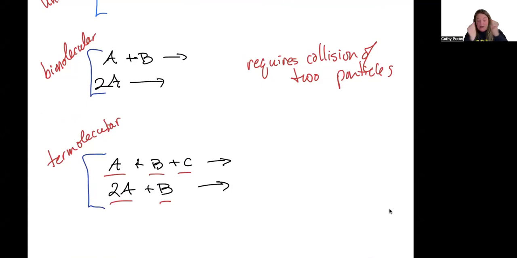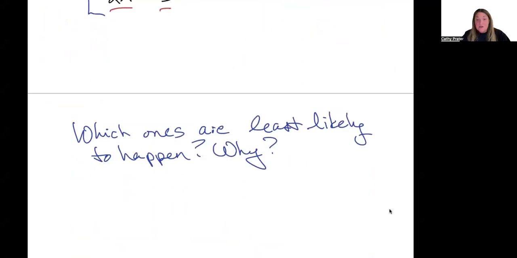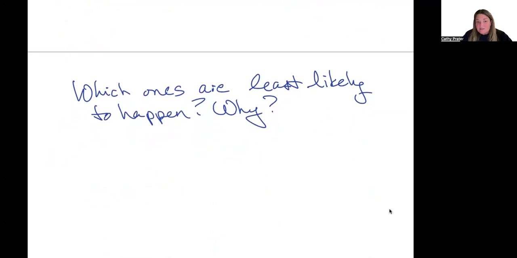It's easy to make two things collide, but for me to have a third thing collide and all three of these things hit at the exact same instant in order to react is just really statistically improbable. It can happen, not very likely, and past that is even less likely. So, one of the questions that you might be asked is which type of elementary step is least likely to happen and why? And the answer would be termolecular. And the reasoning is because it requires a simultaneous collision of three particles, which is not very likely at all.